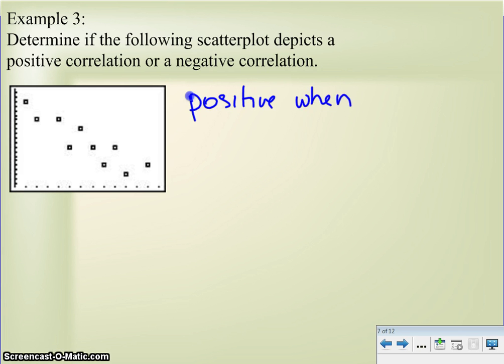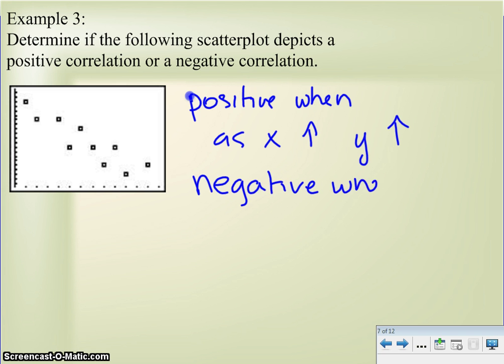when as x increases, y also increases. And it's negative when as x increases, y decreases.